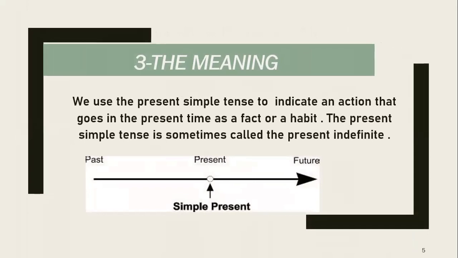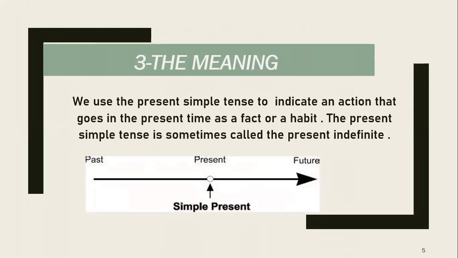What is the meaning of the present simple tense or the simple present? We use the present simple to indicate or to express an action. And by actions in English we mean verbs like, for example, come, go, play, whatever, that happen in the present as a fact or as a habit.